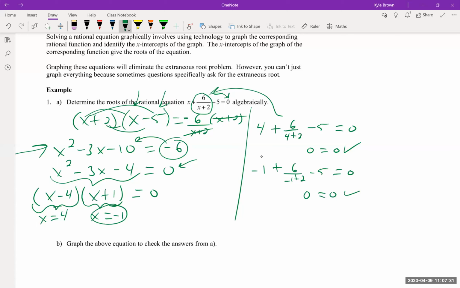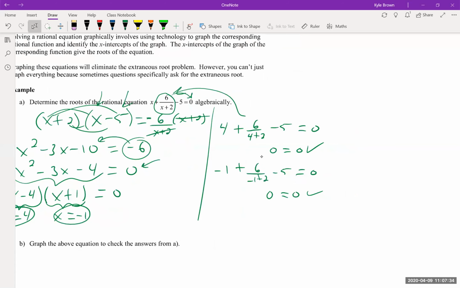Now, this whole checking thing is still good to do, because we know for sure we did everything correctly. But really, the only number that wouldn't work here is the one that makes us divide by 0. If I ended up getting one of these answers as negative 2, I'd know right away that can't be an answer, because negative 2 is a non-permissible value. I'd have to say x cannot be equal to negative 2. That's a non-permissible value.